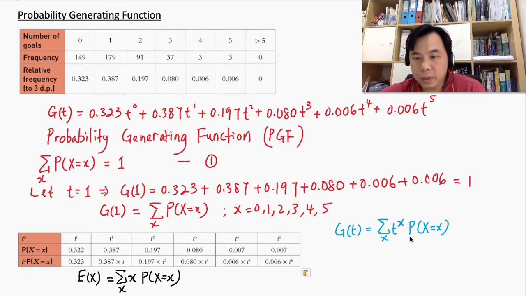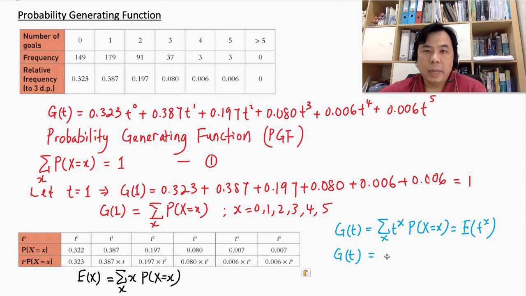Now for this we can rewrite this in the form of expected value here. So this can be written as E(t^X). So if you replace the x with t^x, that would give us the probability generating function itself. Therefore, this is the second property of probability generating functions that we can relate to some of the properties of probability distributions. So one of them is the expected value.